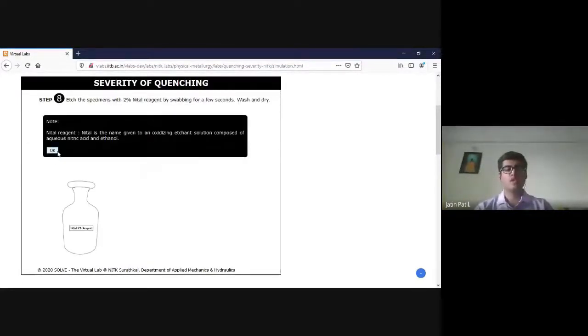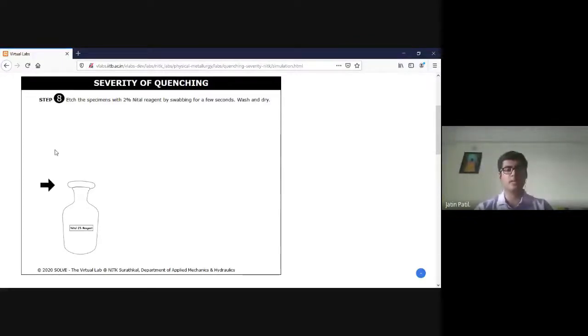For etching, we use 2% nital, which is the etchant used in the previous experiment. So we open the cap, soak the cotton swab with 2% nital reagent, and then we proceed to etch the sample.